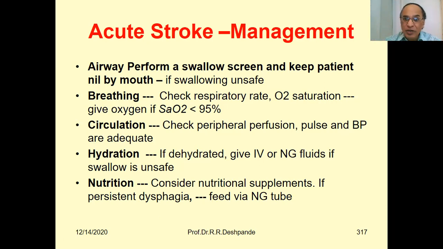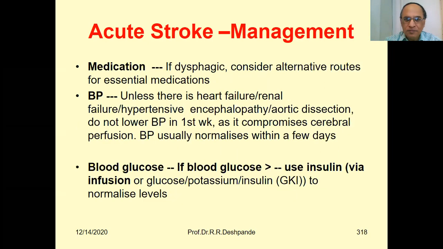Then check the circulation. Check the pulse and blood pressure. Hydration. If you find that the patient is dehydrated, give the IV. Normal saline or glucose fluids if swallowing is unsafe. Nutrition. Give nutritional supplements. If persistent dysphagia, feed through the nasogastric tube or Ryle's tube. Medication. If dysphagic, consider alternative routes for essential medications.